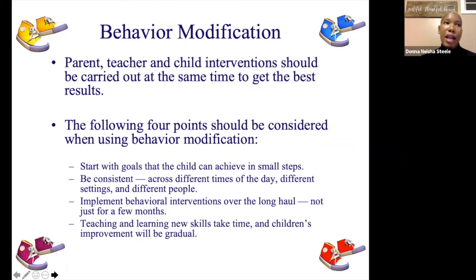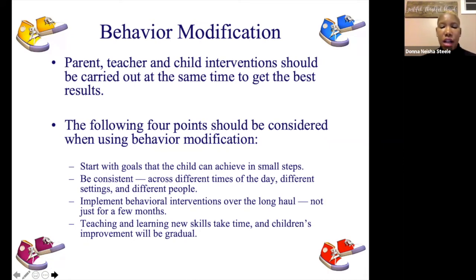So it can't be that the teacher is working on this as far as interventions go, and at home parents decide they aren't. Without consistency, we're not going to see real changes in behavior. The following 4 points should be considered when using behavior modification. Start with goals that the child can achieve in small steps. Anything you're working on, you need goals. And the child needs to know what these goals are.